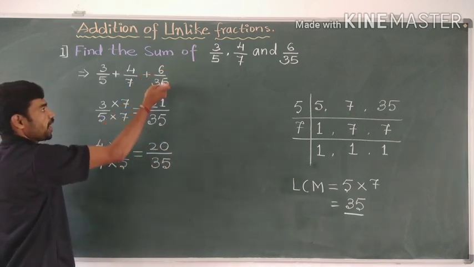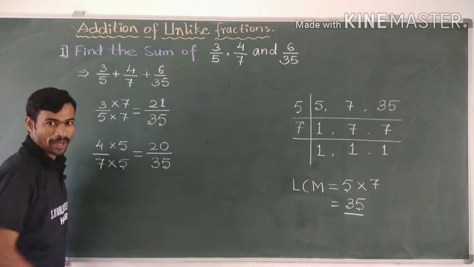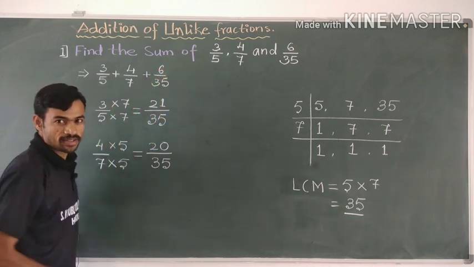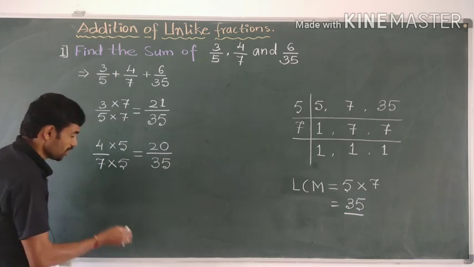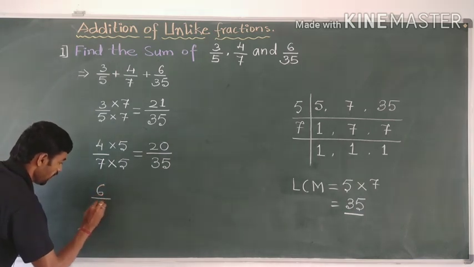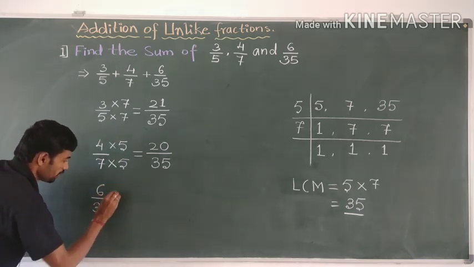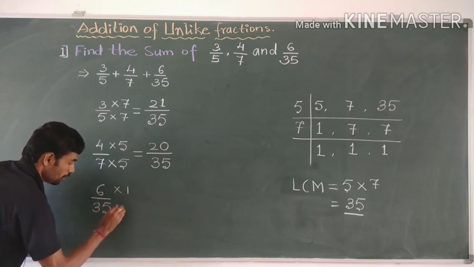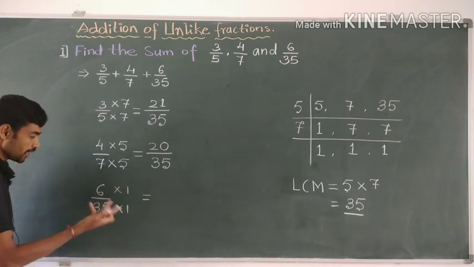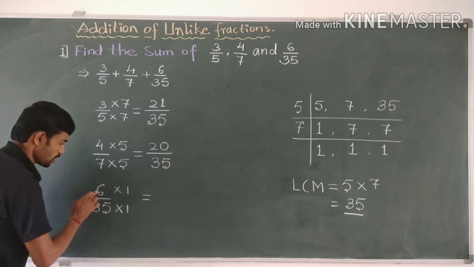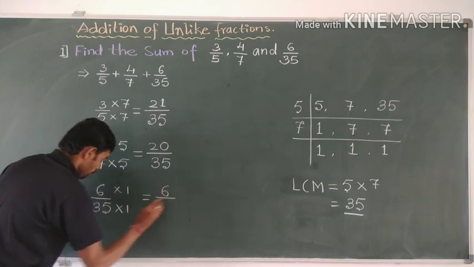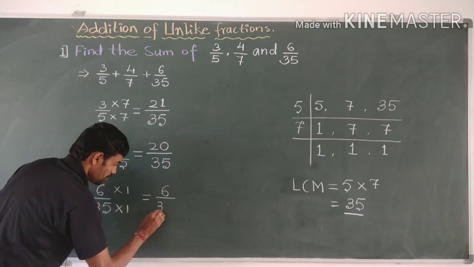Next, the third fraction, already it is 6 by 35. The denominator is 35, so 6 by 35. No need to multiply with any number, but we can multiply with 1. Again we get the same fraction. 6 ones are 6, 35 ones are 35.